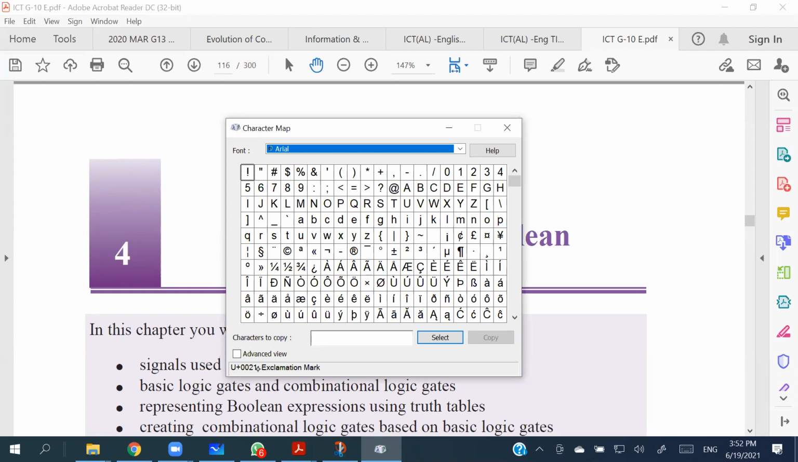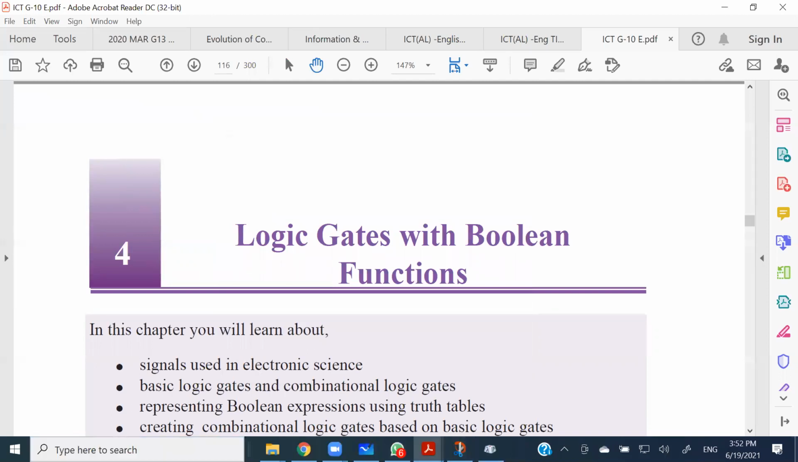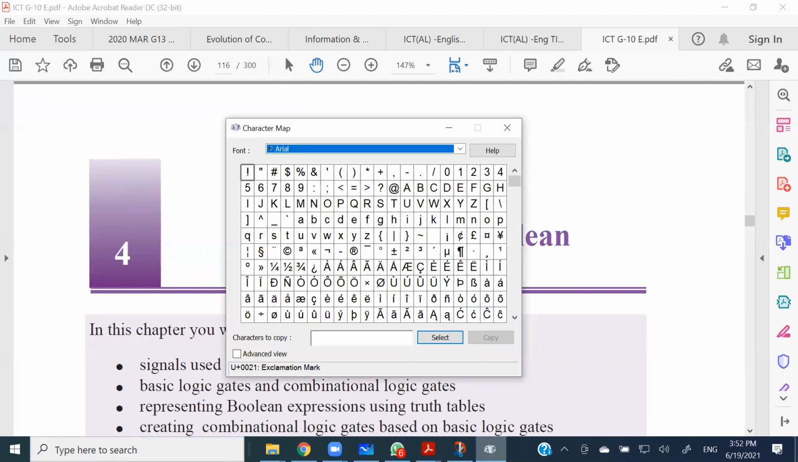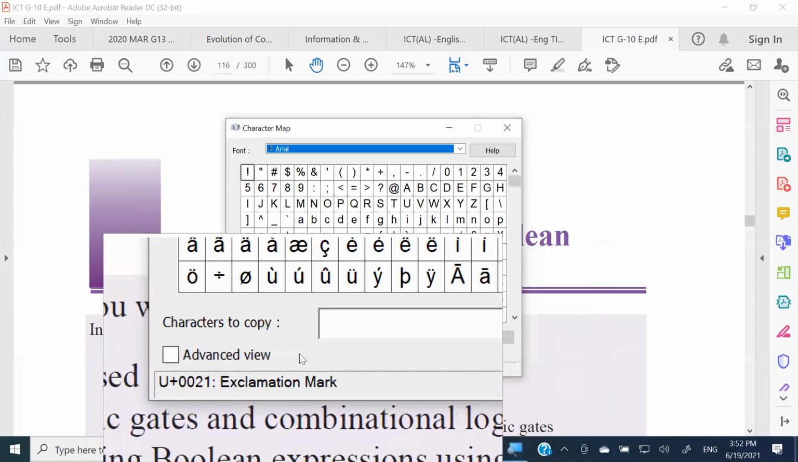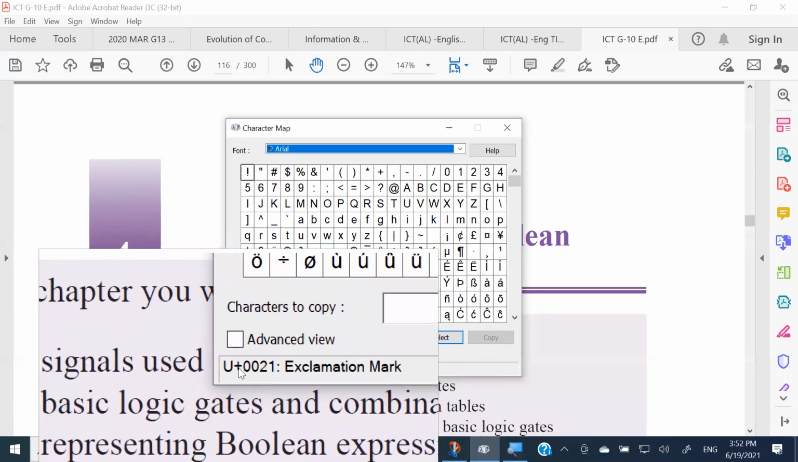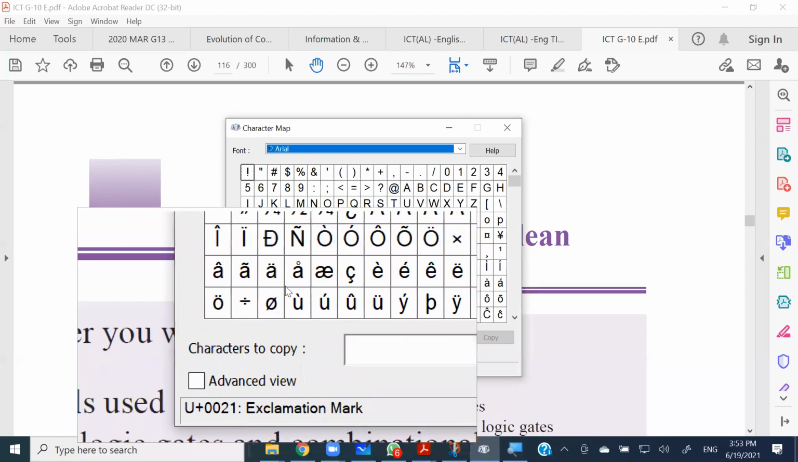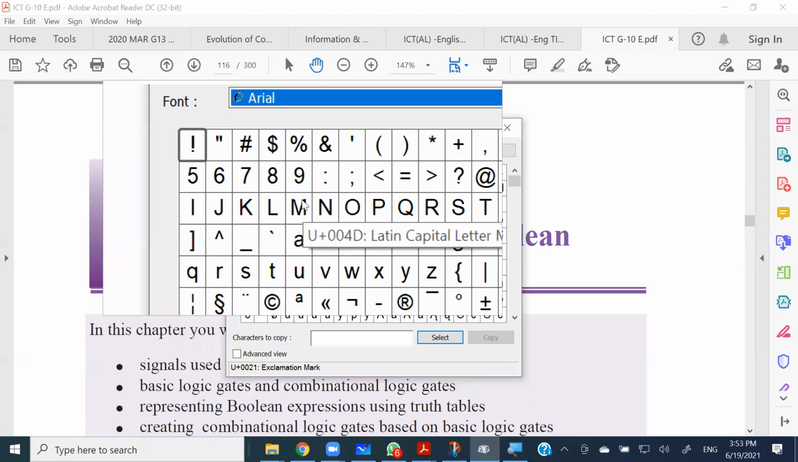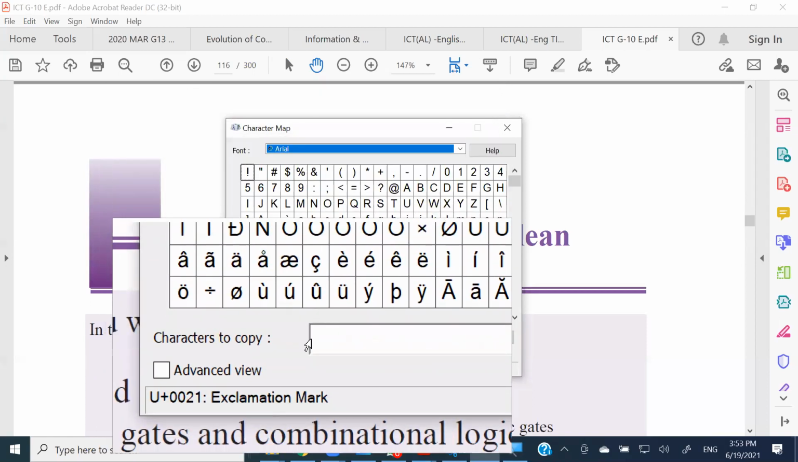Right, and I want you to take your concentration to somewhere here. Let me take the magnifier right over here. Now, can you see there is something called U+0021? I have selected the exclamation mark over here, so that is why it is showing that.